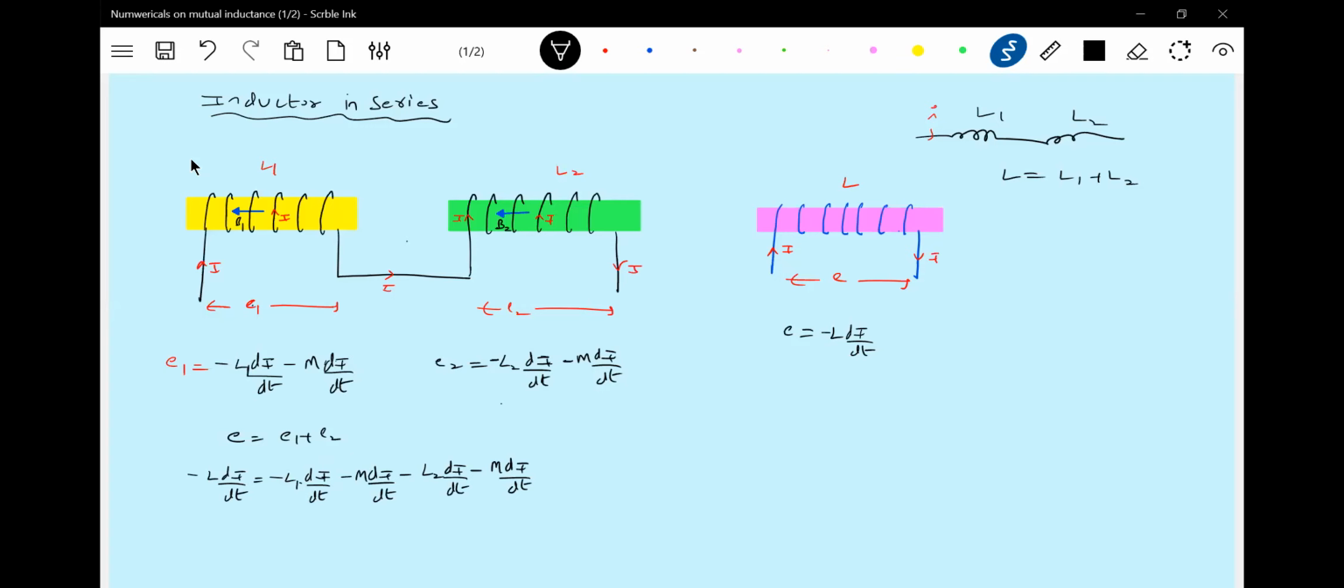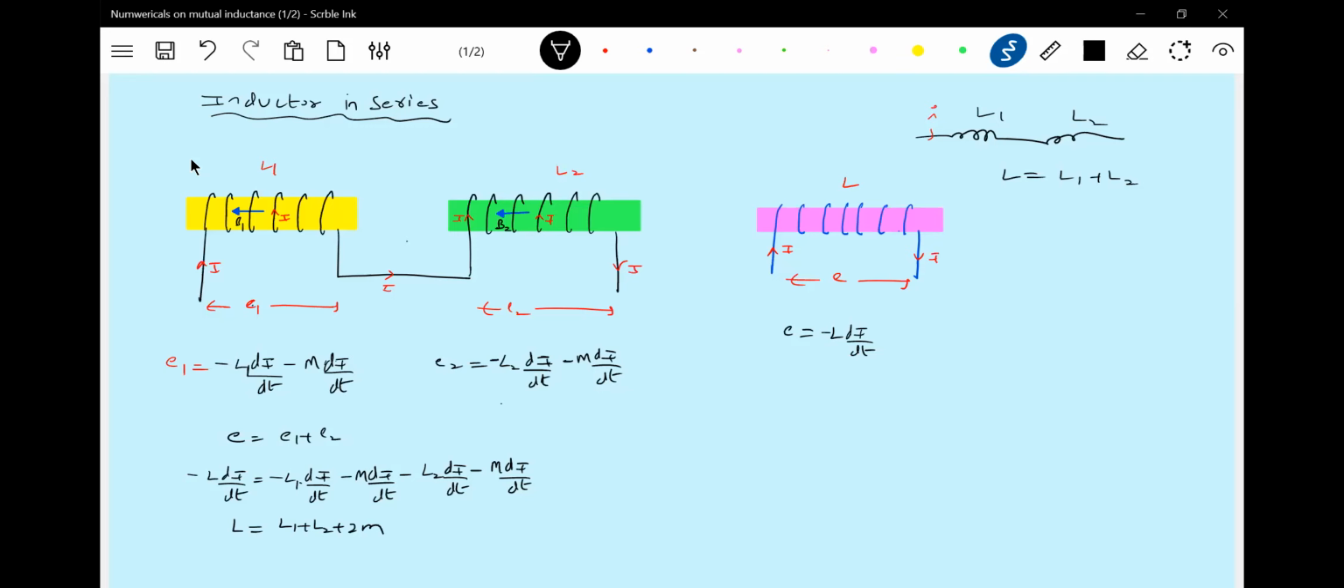Solving this one. So di by dt, take it out. So we'll end up with L1 plus L2 plus 2M. What is M? That M is the mutual inductance between the coils.